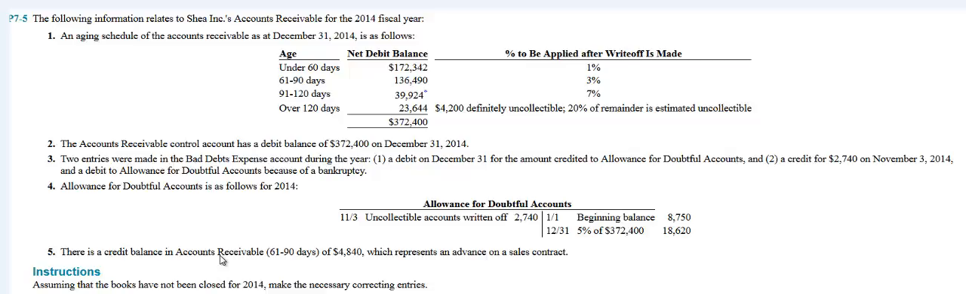So with those in mind, let's have a look at what our solution would look like for the correcting entries and then find out what the proper balance is in the allowance and adjust it to that balance.